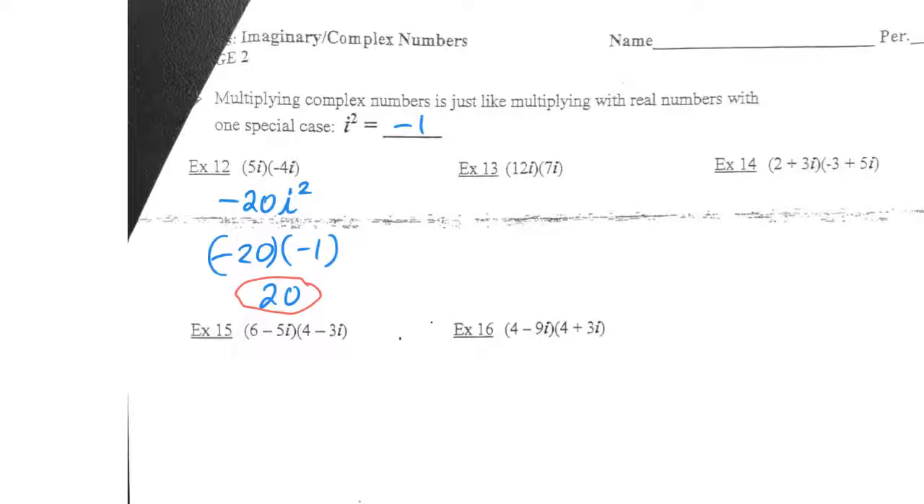All right, so you guys take a look at example 13 and see if you can do that one on your own. If you would, please pause the video. Okay, so 12 times 7 is 84. i times i is i squared. That rewrites as 84 times negative 1, or negative 84. So if you got negative 84, you did it correctly. Good job. Let's move on to example number 14.